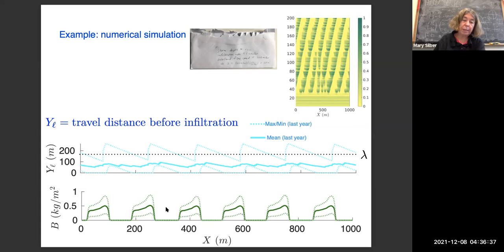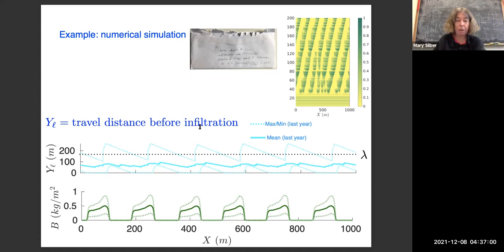What's plotted on the bottom here is the biomass in the last year of the simulation. And we're showing both the maximum biomass and the minimum biomass, and then also the average over the course of the year. So we see these vegetation bands. And then what I want to point out is actually this top plot.